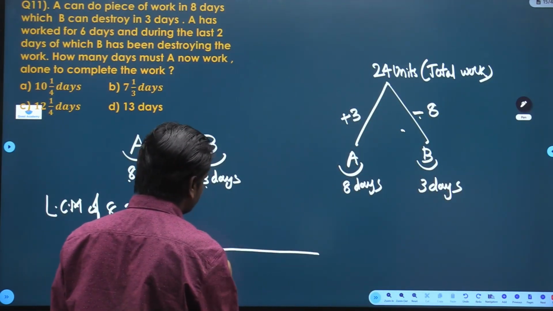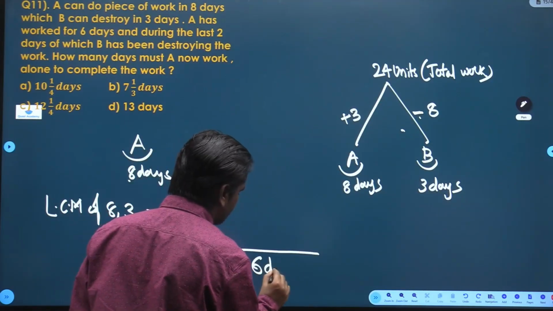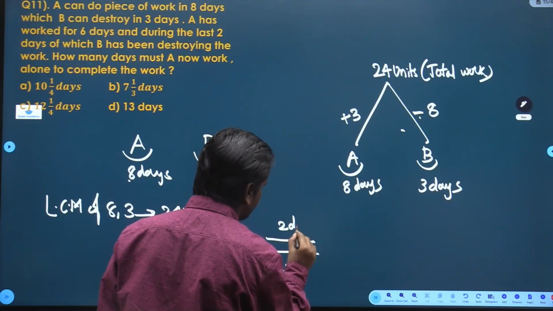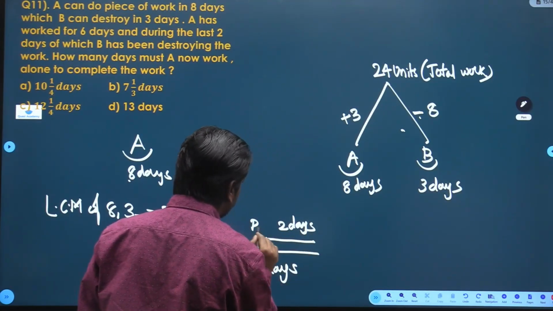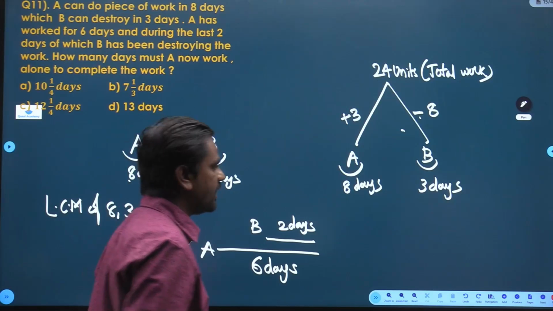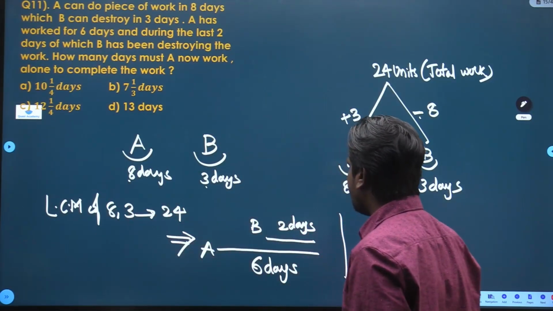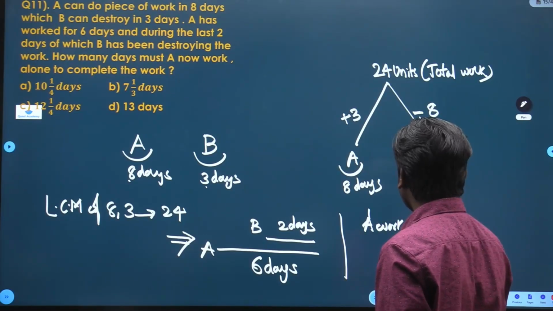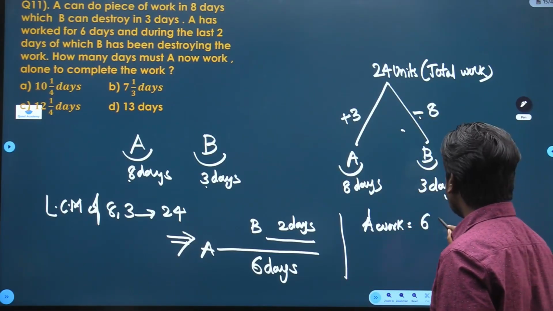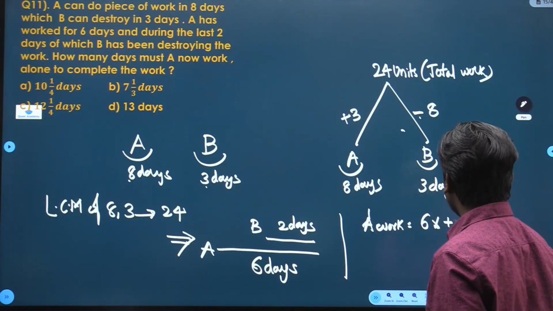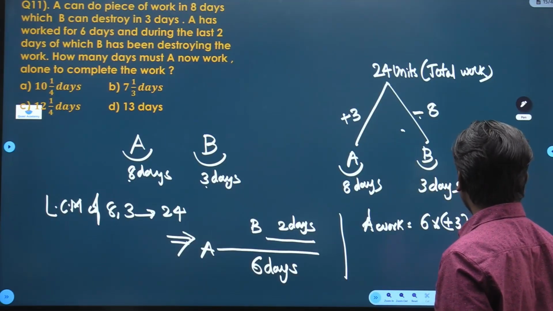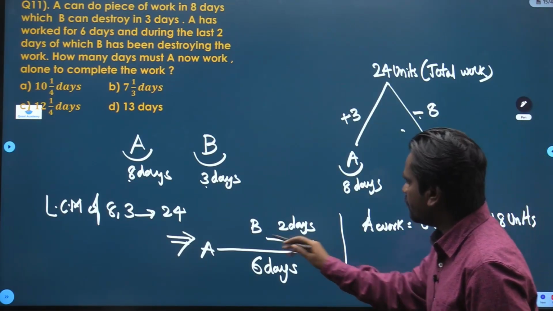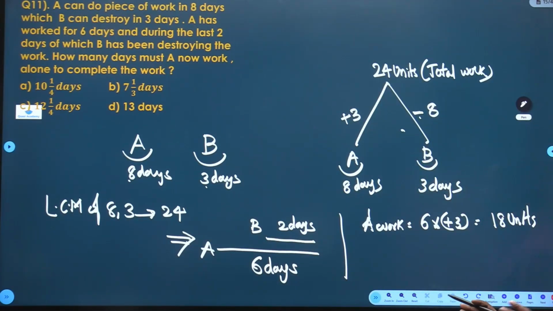So A has worked for 6 days. Now in the last 2 days, B has been destroying. So how much work has A done? A's work is 6 days into his efficiency, that is plus 3. How much? 18 units.